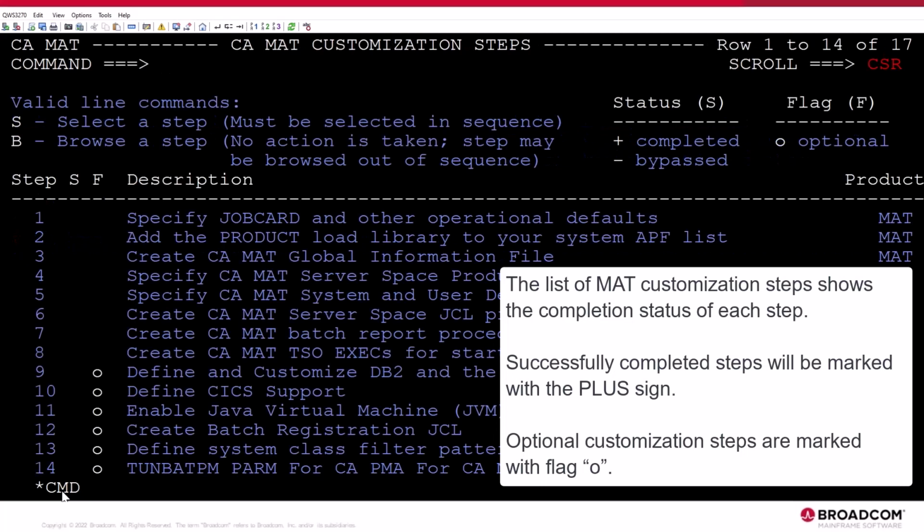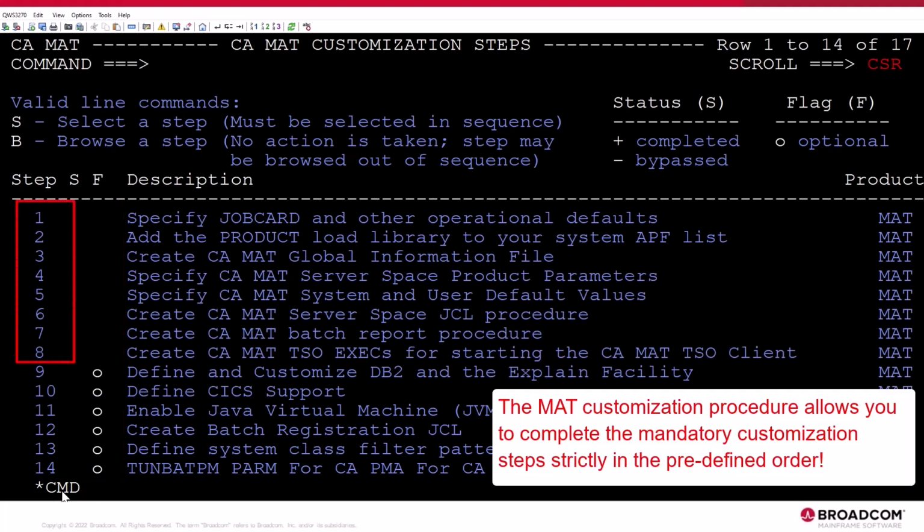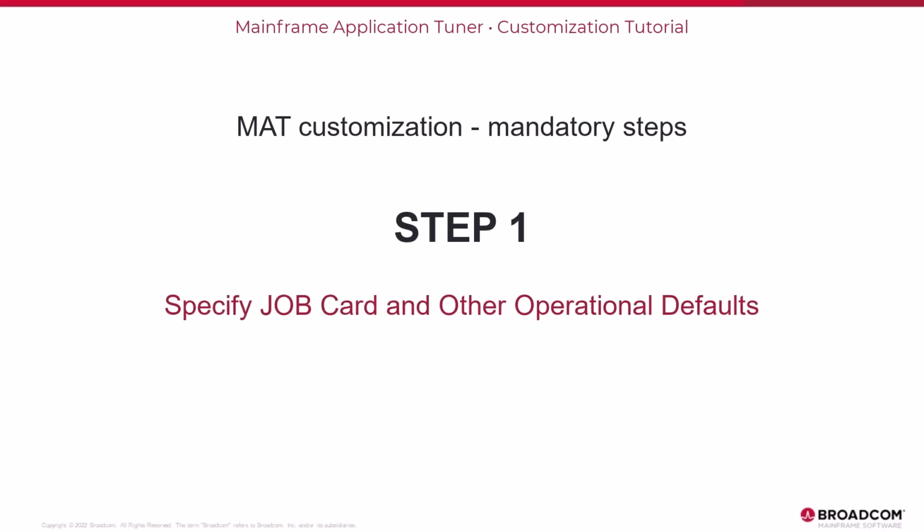The list of MAT customization steps shows the completion status of each step. Successfully completed steps will be marked with the plus sign. Optional customization steps are marked with the flag O. Attention! Complete the mandatory customization steps strictly in the predefined order. Step 1. Specify the job card and other operational defaults.